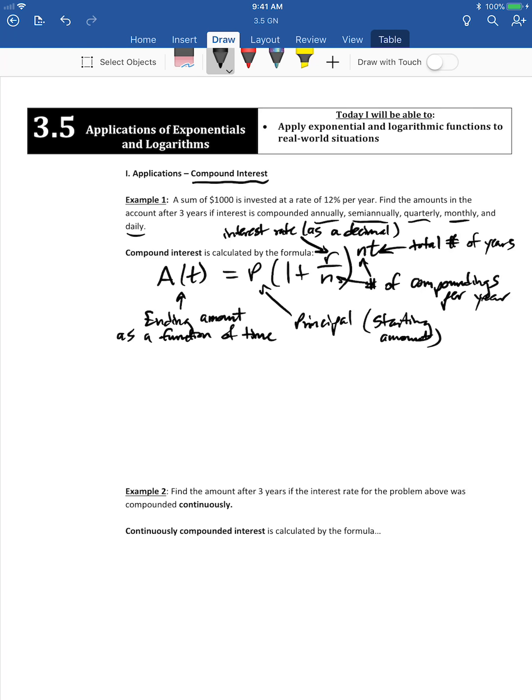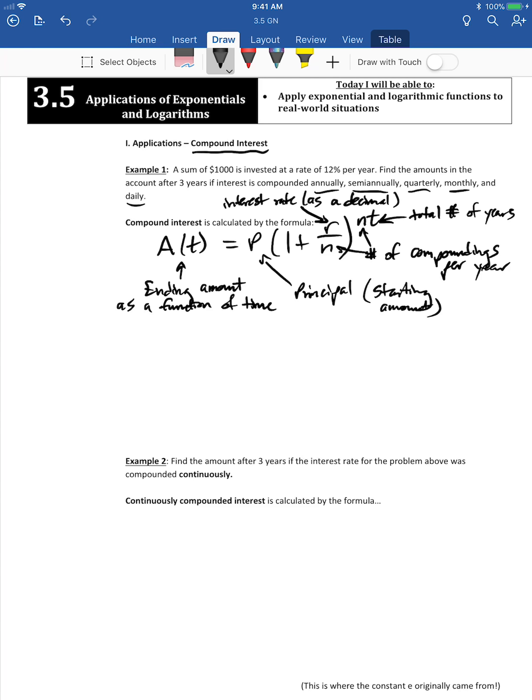I'm using the hashtag sign as number because I'm too lazy to write out number, and it would make my handwriting too messy anyway. So that's what each variable means. And again, like I said, it looks like a lot, but we actually were given almost everything in the problem. So P is 1,000. That's what we're starting with. r is 0.12. 12%, we have to convert that to a decimal. 12% is 0.12 as a decimal. Now we want to find the amount that we have after 3 years for each of these different compounding schedules.